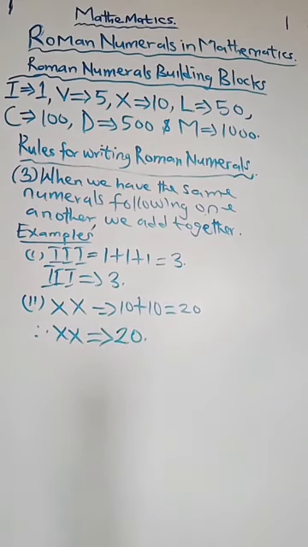So those are the 3 rules you need to follow to be able to write Roman numerals correctly in mathematics. The first rule is when we have a smaller numeral before a larger one, we subtract. The second rule says when we have a smaller numeral after the larger one, then we add. The third rule says when we have the same numerals following one another, we add together.